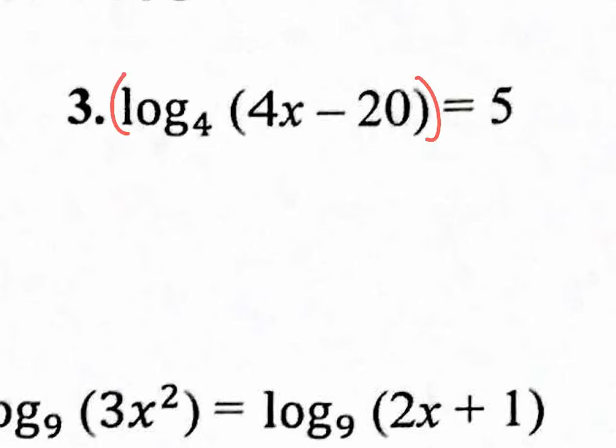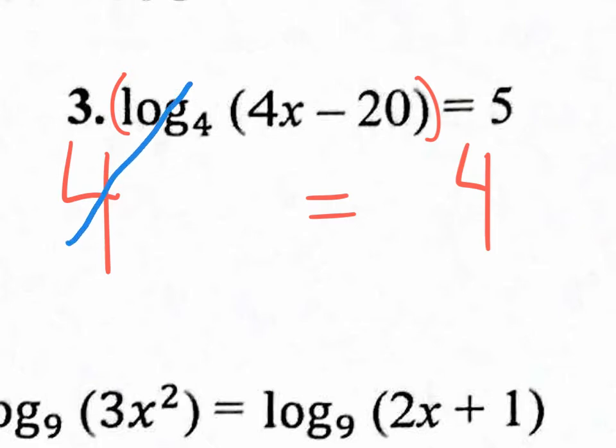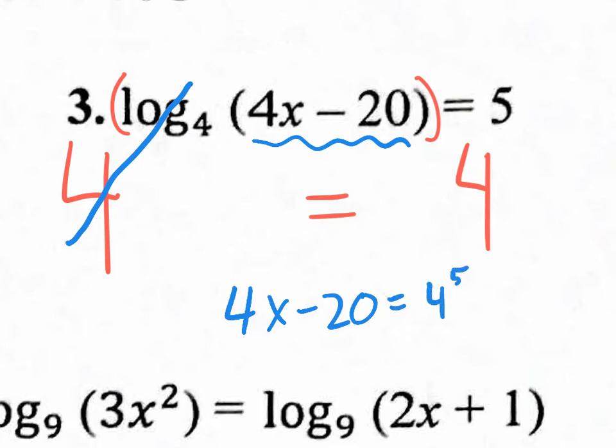In order to get rid of log base 4, you're going to take the entire side of the equation and raise it to the power of base 4. And what you do to one side, you do to the other side: raise that to the power of base 4. So your equation really is 4 to the log base 4 of 4x minus 20 equals 4 to the 5th. We do that so that the base 4 and the log base 4 eliminate each other, and this guy comes down. So your equation is actually 4x minus 20 equals 4 to the 5th.